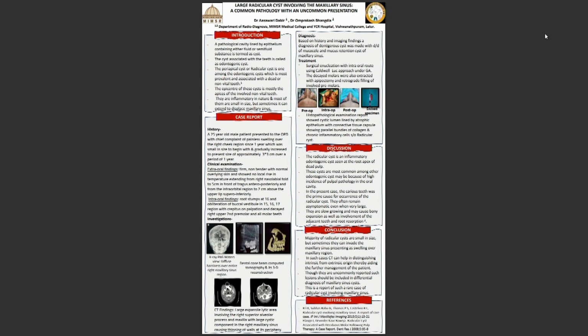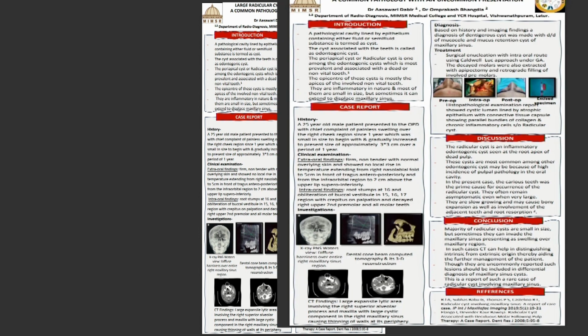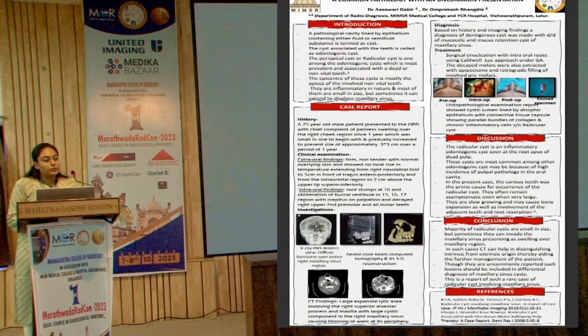The patient then underwent radiological investigations. On X-ray PNS, it showed complete and diffuse haziness over the right maxillary region. The patient then underwent CT. It showed a large expansile, lytic lesion involving the right superior alveolar process and a large cystic component which was invading the right maxillary sinus, causing thinning of the maxillary sinus walls.